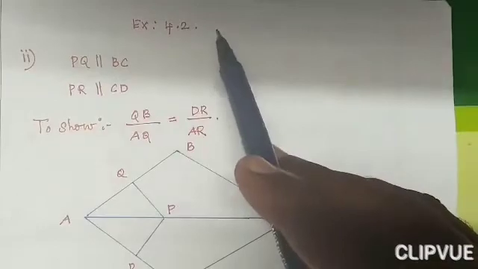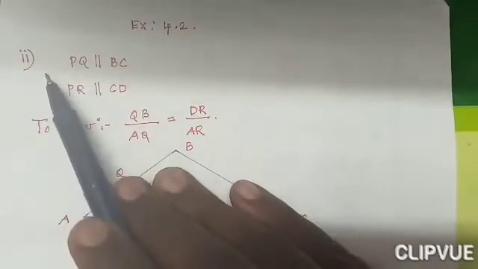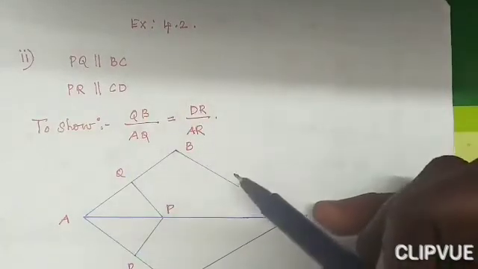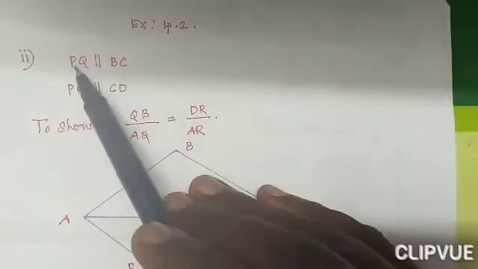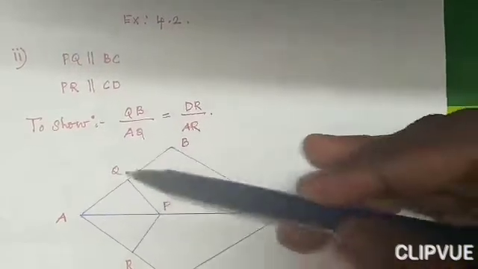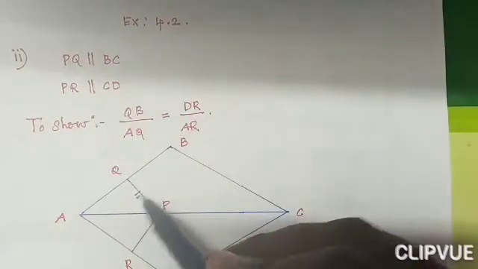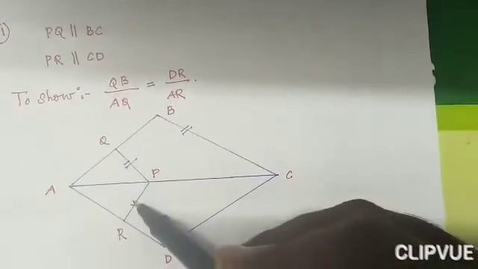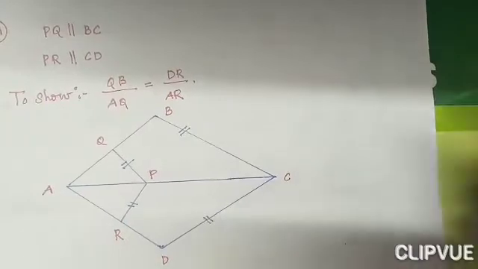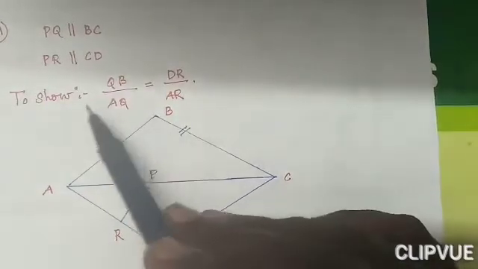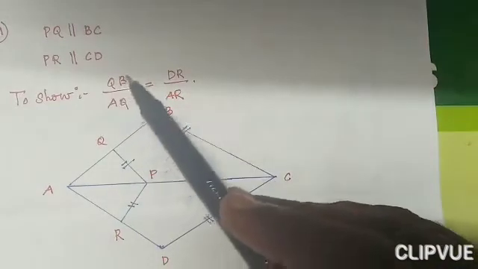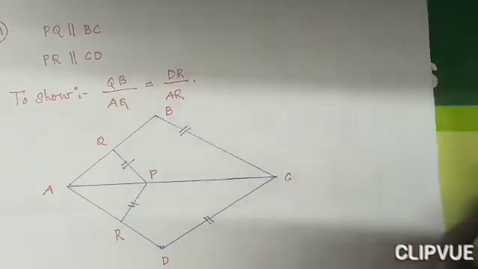Okay, exercise number 4.2, question number 4, second subdivision. We have completed the first subdivision by using the concept of the basic proportionality theorem. Here PQ is parallel to side BC, and this PR is parallel to side CD. Okay, so here we are going to show QB by AQ equal to DR by AR, right?